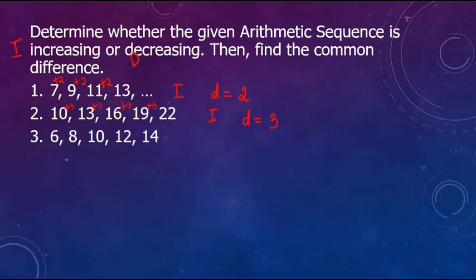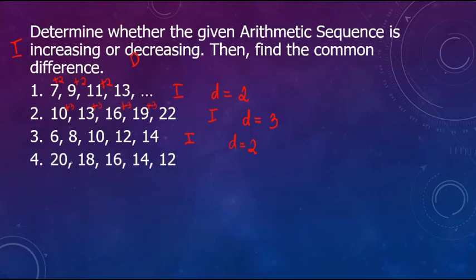Okay, next. You have 6, 8, 10, 12, 14. Pataas or pababa? Pataas ulit. Ang magsabing pababa niyan, ako. Pataas yan na, 6, 8, 10, 12, 14. And what is the common difference? The common difference is 2.